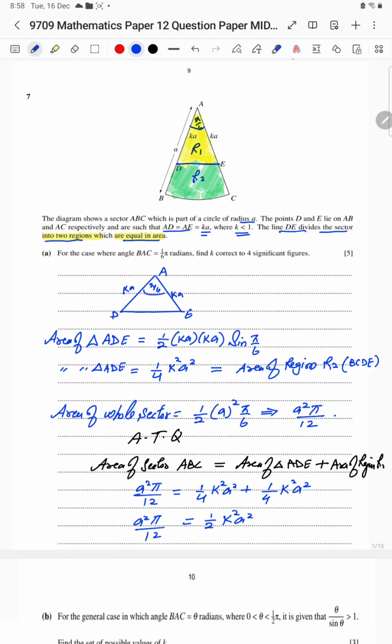So you can see A square cancels, so k square will be pi by 6. So k will be the square root of pi by 6, and k is less than 1, so you will see the answer is 0.7236 radian. That is the final answer for k. I hope it is clear.